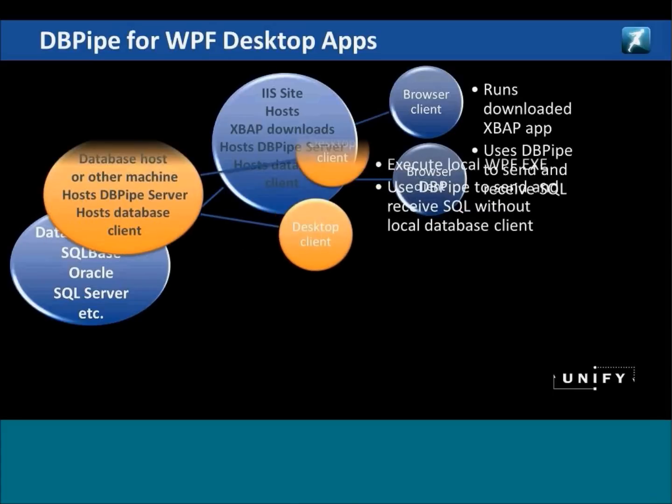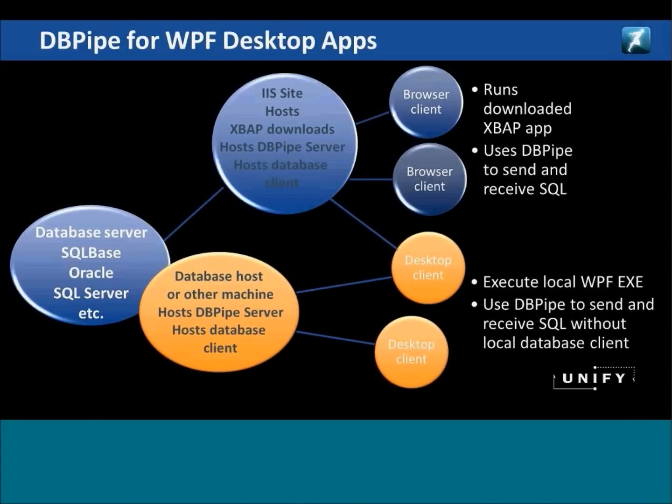We have extended that now so that you can use that from .NET desktop clients as well. So basically, .NET desktops can use DBPipe to send and receive SQL without a local database client. This works for SQLBase, Oracle, and Sybase. So if you want to access a central Oracle database from your .NET desktop application, you don't want to pay for the Oracle client licenses, and you don't want to go through the deployment hassles of maybe deploying 1,000 Oracle clients to your users. You can do that with just DBPipe, which is included in the TeamDeveloper deployment, and you just have to set the right IP addresses. You need to tell it where the DBPipe server is hosted.